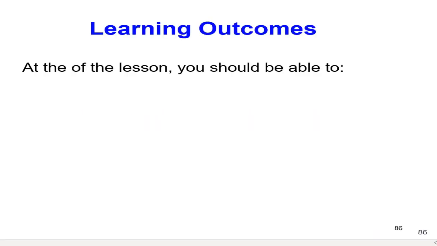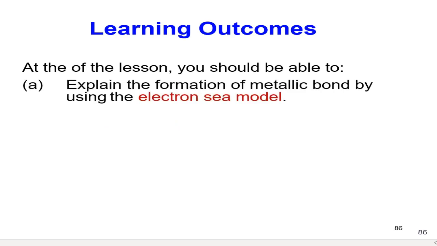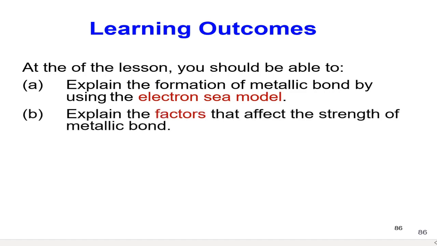We have come to the final subtopic of chemical bonding, which is metallic bond. Hopefully, at the end of the lesson, you should be able to explain the formation of metallic bond by using the electron sea model and explain the factors that affect the strength of metallic bond.